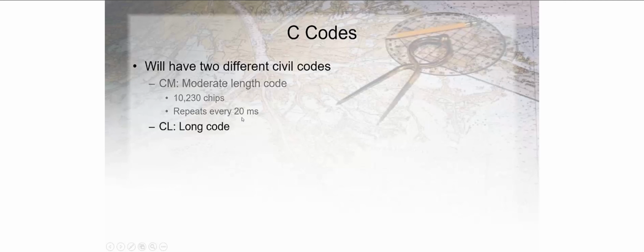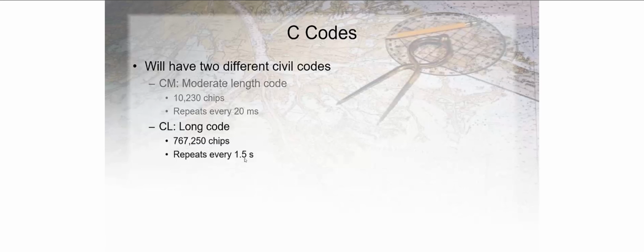The C codes will have two different civilian codes. There's a civilian moderate, which is a moderate length code, and it has 10,230 bits, and it repeats every 20 milliseconds. There's also the civilian long code. The long code has 767,250 chips, which means ones and zeros, and it repeats every 1.5 seconds.